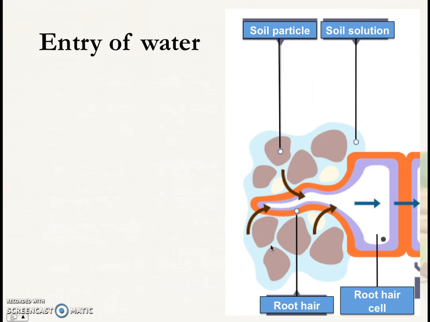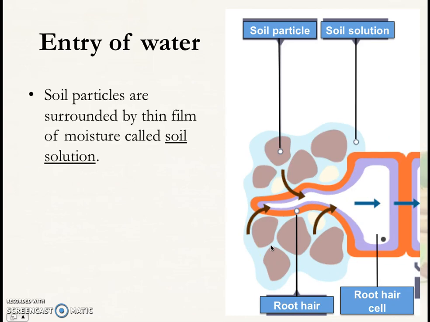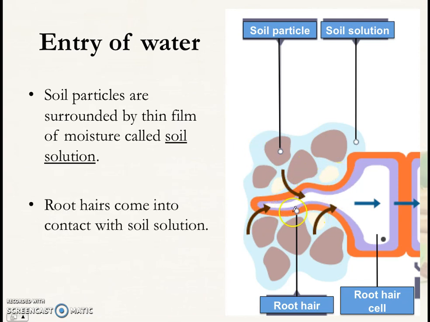Okay, so here's my diagram again, and just to emphasize again, the soil particles are surrounded by a thin film of moisture called the soil solution. And this soil solution is made out of water and dissolved mineral ions. Now the root hair cell has a root hair, and the root hair comes into contact with the soil solution. So it is here that the water will move from the soil solution into the root hair cell. Now how does that happen?